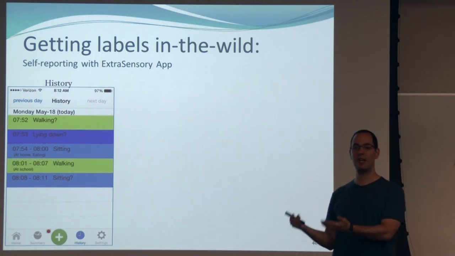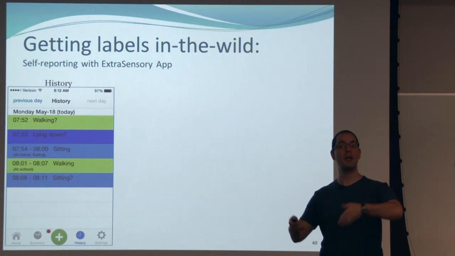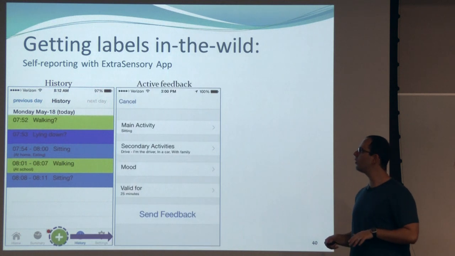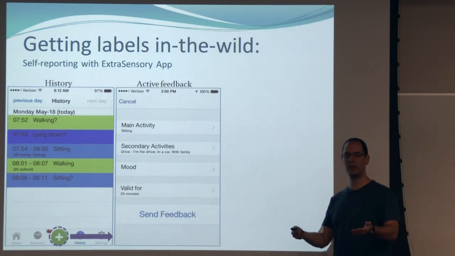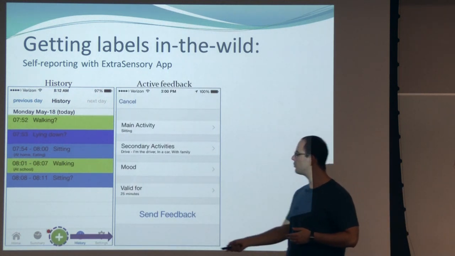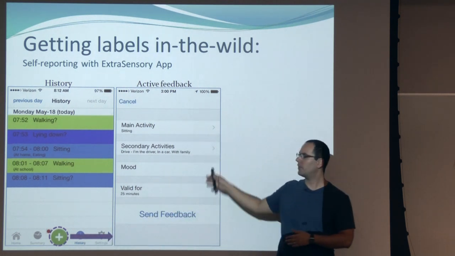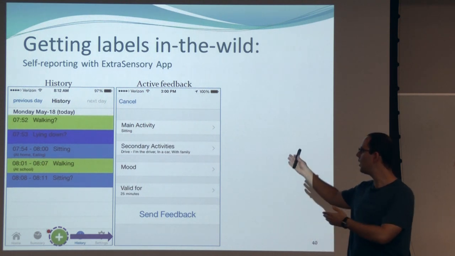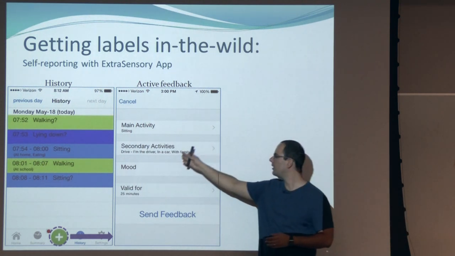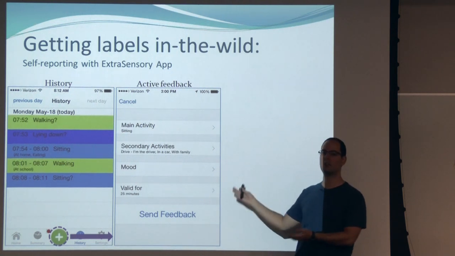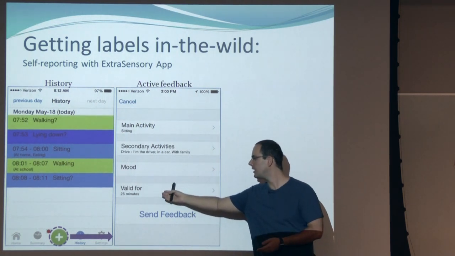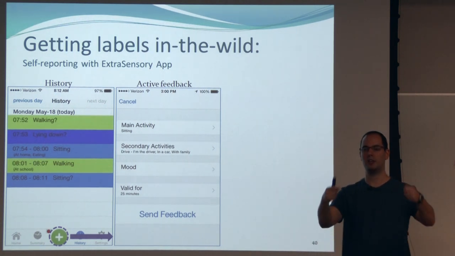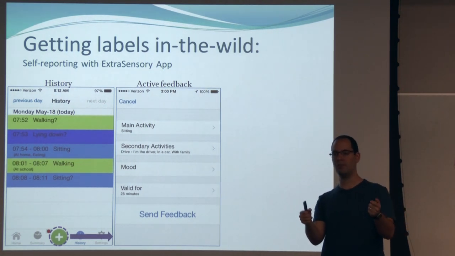So history was one mechanism to do reporting by recall, by recalling your past day or even yesterday. And we also allow for in situ reporting. We called it active feedback. By pressing this button, they can actively initiate to report that, for example, I'll be driving, I'm the driver, I'll be in a car, I'll be with family, and this context is going to stay relevant for the next 25 minutes. Then I can just leave the phone in the pocket and concentrate on actually doing what I'm doing, driving.